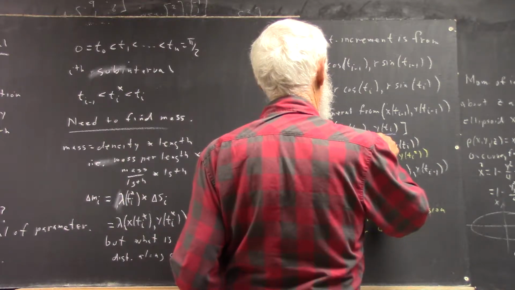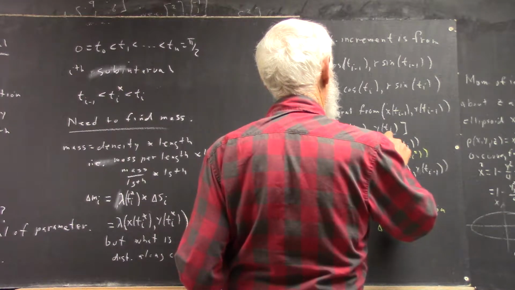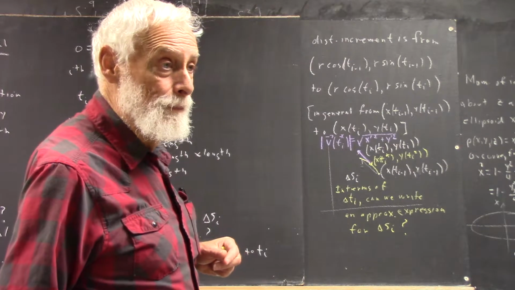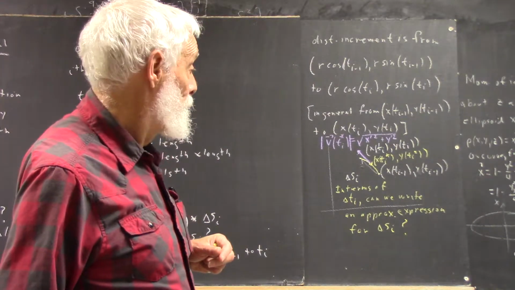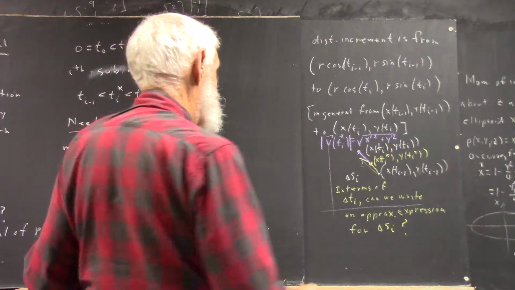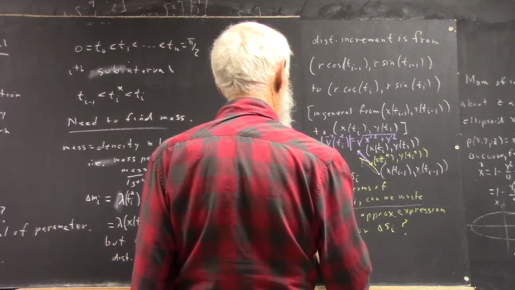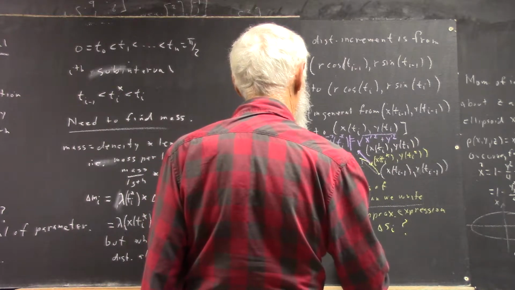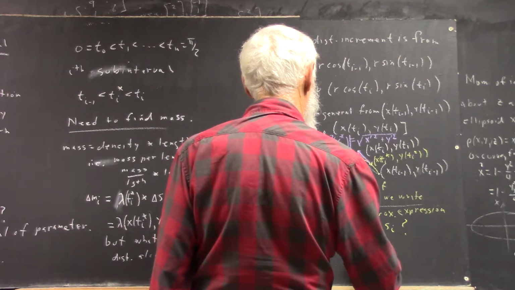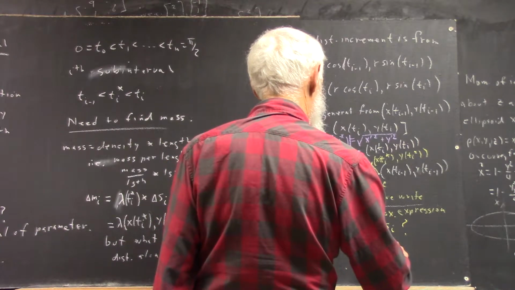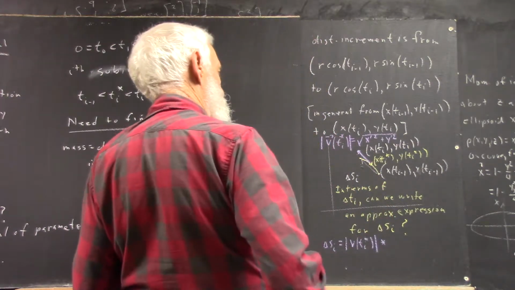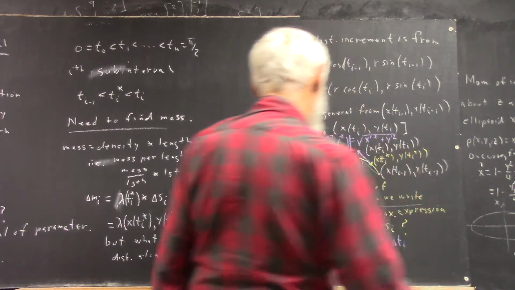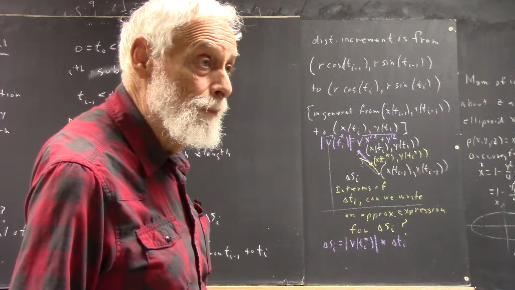And that's x prime squared plus y prime squared. There's our velocity. Now think of delta s_i as being the magnitude of v of t_i star times delta t_i.